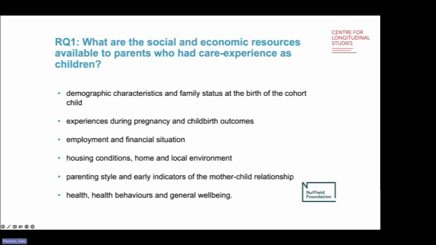Specifically, we've covered differences in these 6 areas: demographic characteristics, including family status; experiences during pregnancy and childbirth; employment and finances; housing conditions and local environment; parenting styles; and health behaviours and general well-being.